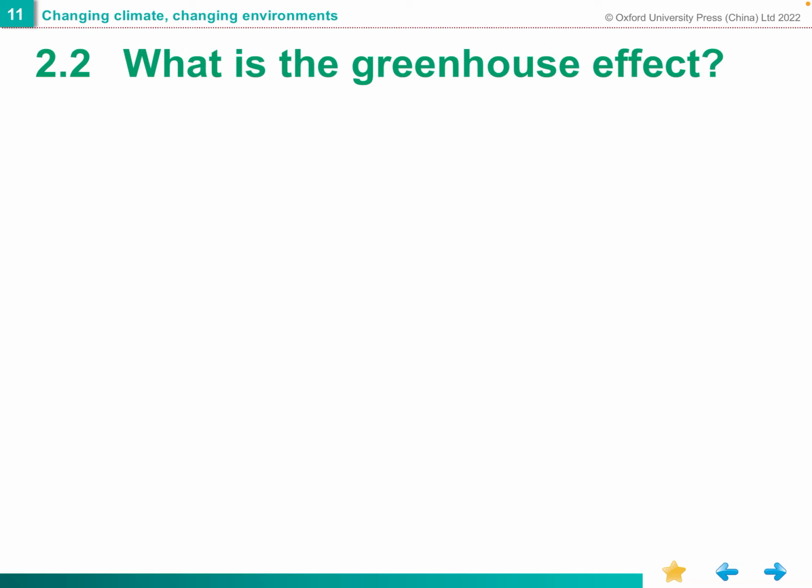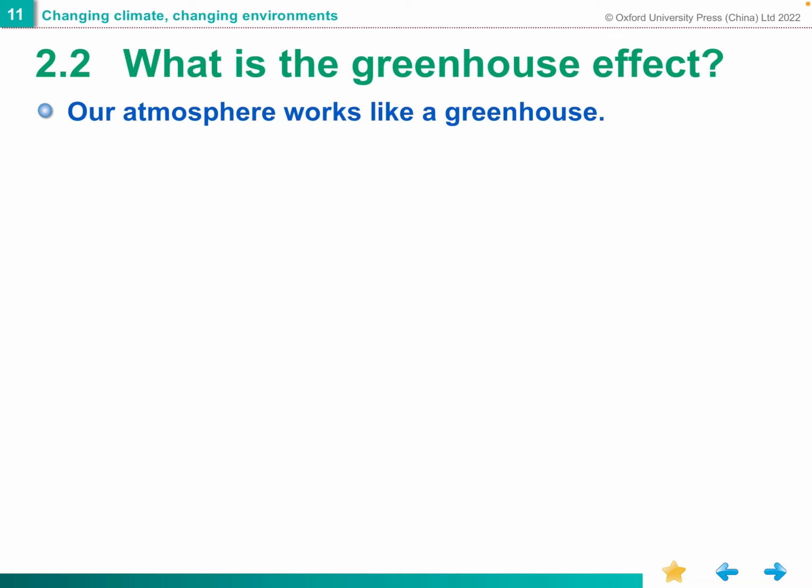Now, based on what we have learned about the greenhouse, we'll learn a concept called the greenhouse effect. Today we just briefly introduce it. When I come back in the next cycle, I will introduce in detail what is meant by the greenhouse effect. Actually, our atmosphere is like a greenhouse. Atmosphere, 大氣層. So the world is like a greenhouse.